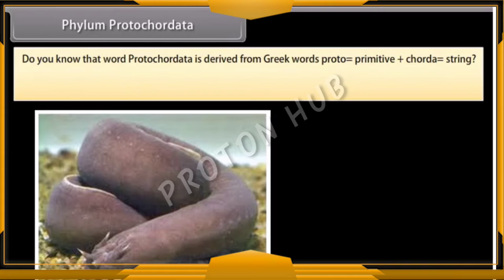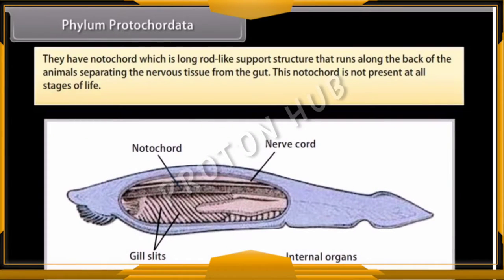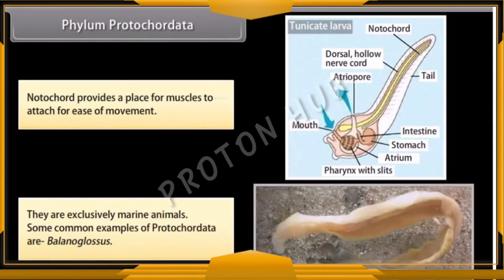Phylum Protochordata. Do you know that word protochordata is derived from Greek words proto is primitive plus chorda is string? The animals are bilaterally symmetrical, triploblastic and have coelom. They have notochord, which is long rod-like support structure that runs along the back of the animals, separating the nervous tissue from the gut. This notochord is not present at all stages of life. Notochord provides a place for muscles to attach for ease of movement. They are exclusively marine animals. Some common examples of protochordata are balanoglossus.